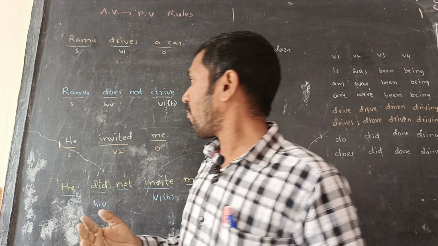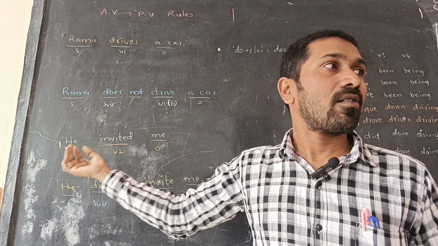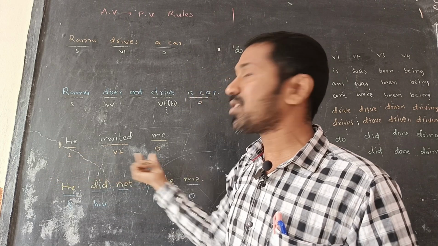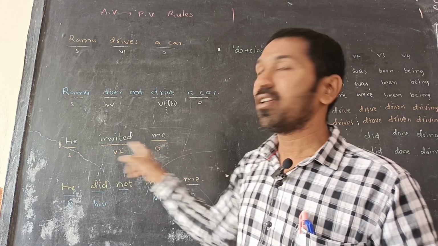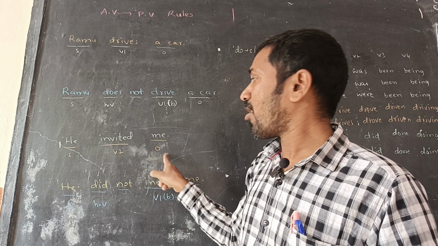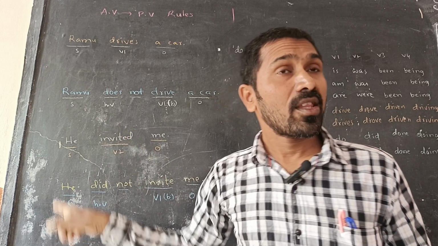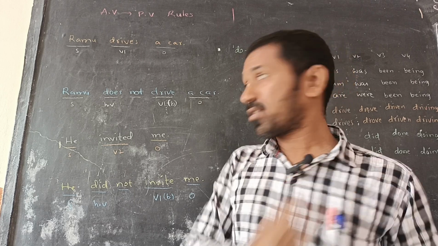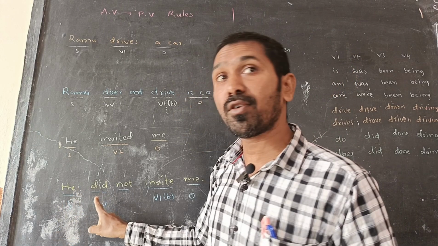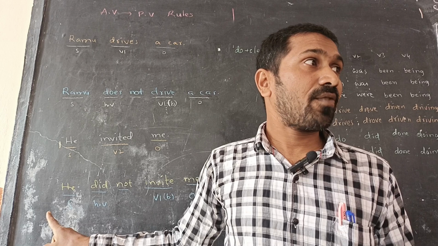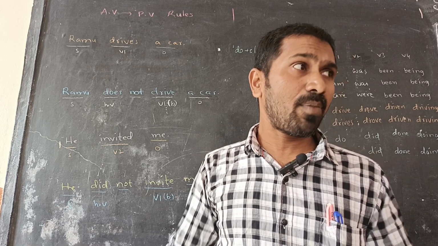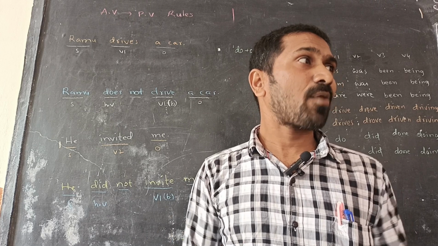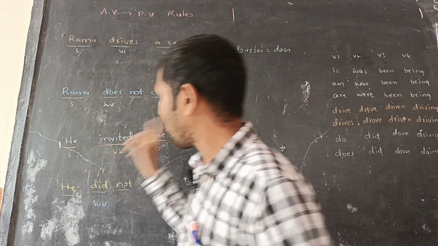Now let's see how we write simple past tense. Simple past tense: subject plus V2 plus object. He invited me. Okay, this is subject, V2, object. Next, for this also there are no helping verbs, so we cannot make negatives or questions. So that is why we need to use helping verbs. They will help us in our problems. That is why they are called helping verbs.